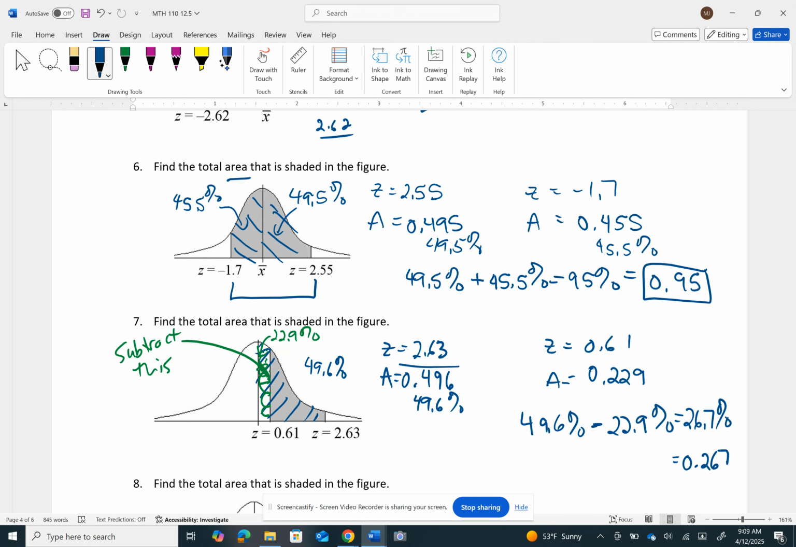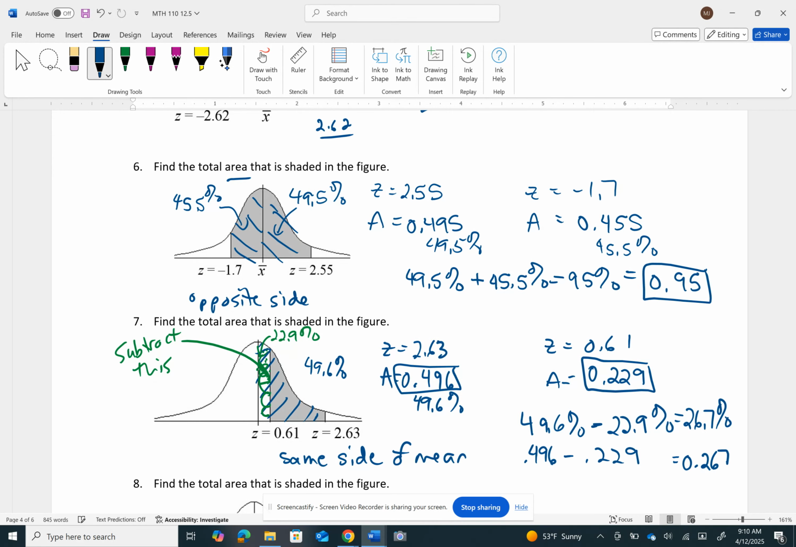You really could have just subtracted this decimal number and that decimal number. I can do better if I've got it as a percent first, but you could have just taken 0.496 minus 0.229. Now, just an observation, notice they're on the same side of the mean. That's when you're going to need to subtract. Notice on number 6 that the z-scores were on opposite sides of the mean. Okay, that's why you add. Same side of the mean, that's why you subtract.